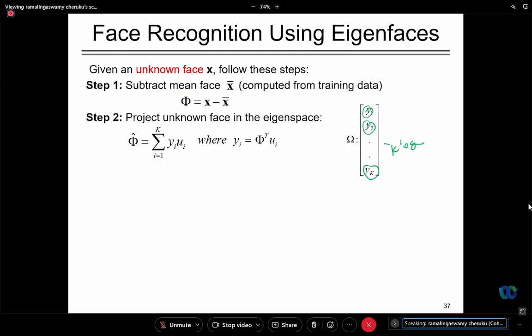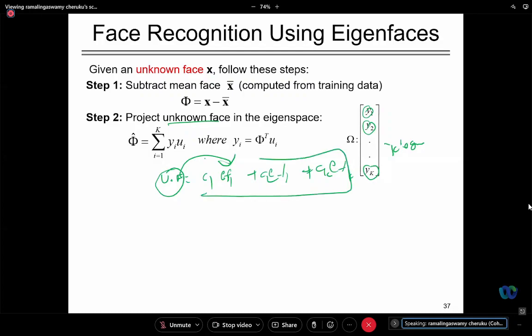So what does it mean? Projecting the unknown face in the eigenspace means you are representing this unknown face in terms of k eigenfaces: eigenface 1, eigenface 2, and eigenface k, with some coefficients C1, C2, and Ck. Like this, the unknown face is represented. This is nothing but projecting the unknown face. So now you have represented the unknown face in terms of the eigenfaces.